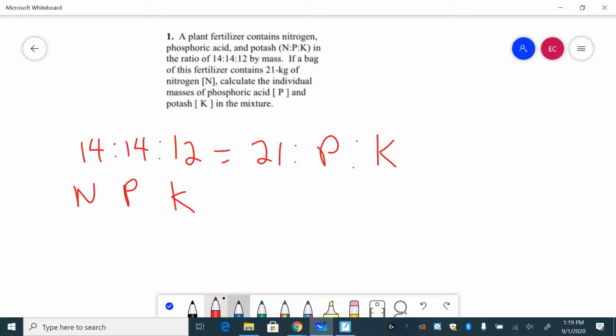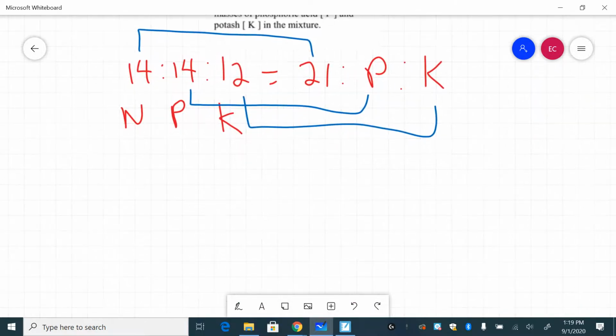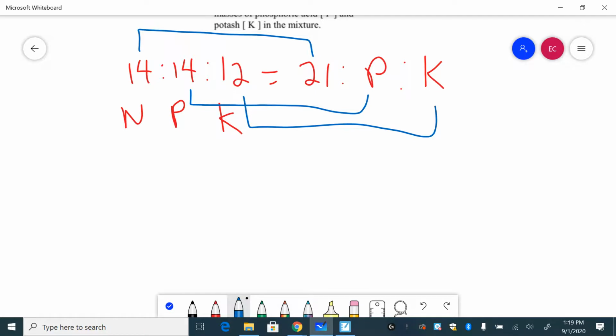You've done this many times already. You're going to set it up: first with first, second with second, third with third. And just start doing your fractions. So let's start making these fractions. Remember, you can only have one letter. So I'm working with the 14 over 21. That's perfect. And then we've got 14 over P.